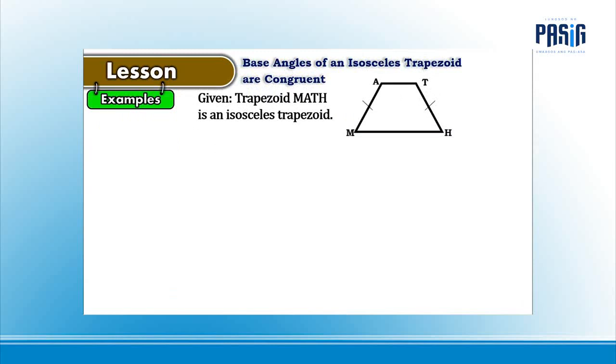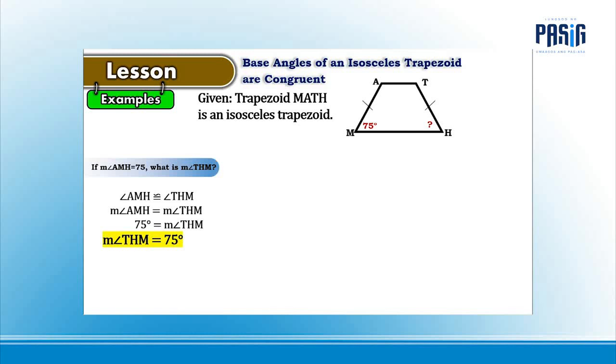Trapezoid MATH is an isosceles trapezoid. If measure of angle AMH is equal to 75, what is the measure of angle THM? Since angle AMH and angle THM are base angles with respect to base MH, then they are congruent. Therefore, the measurement of angle THM is also 75 degrees.